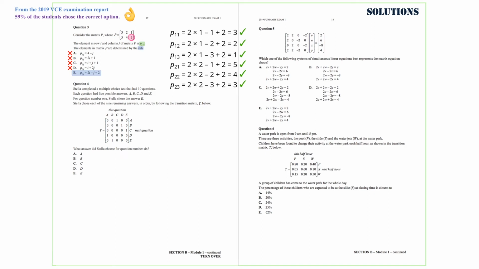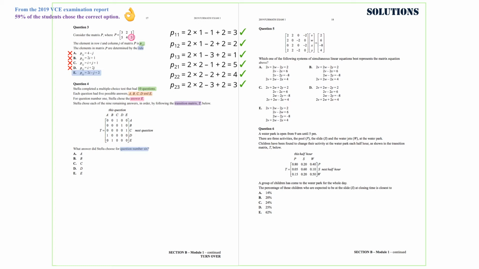Question 4. Stella completed a multiple choice test that had 10 questions. Each question had 5 possible answers, A, B, C, D, and E. For question number 1, Stella chose the answer E. Stella chose each of the 9 remaining answers in order by following the transition matrix T below. What answer did Stella choose for question number 6?